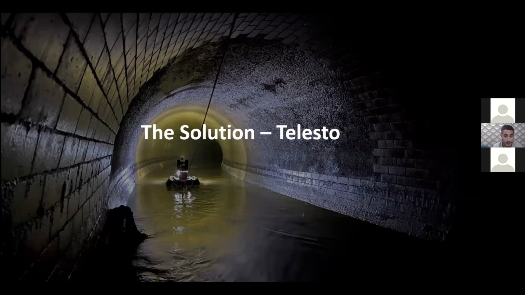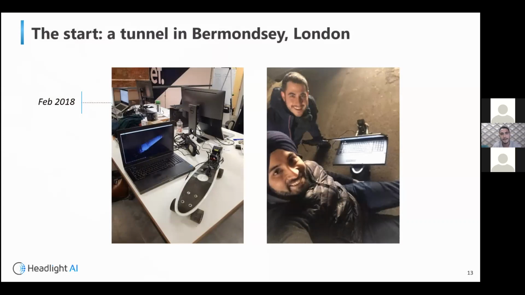That solution is called Telesto, and it has been developed over the last 2.5 years, basically through intense R&D and collaboration. Puneet and I started Headlight AI towards the end of 2017. We initially started experimenting with sensors on a skateboard, in a local tunnel in London in a place called Bermondsey, back in early 2018.